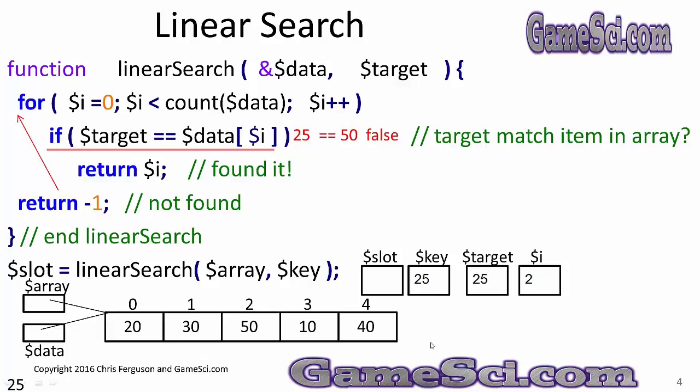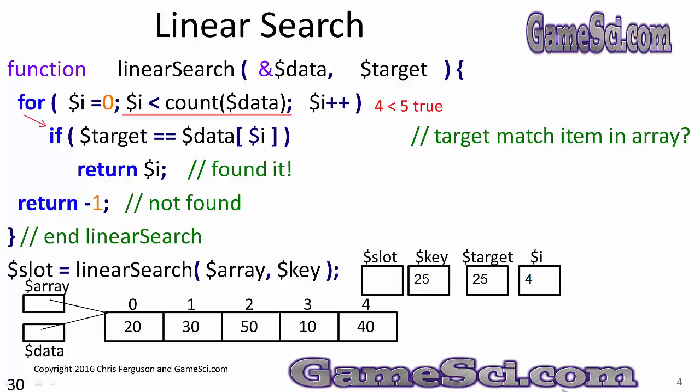So we spin back up into the for loop one more time. $i++ goes to 3. 3 less than 5 is true. We need to test the if statement again. Does 25 equal 10? Remember, $i contains a 3, so we're looking at this number right here in the array, and it's not a match. As a false statement, it will spin in the loop again.